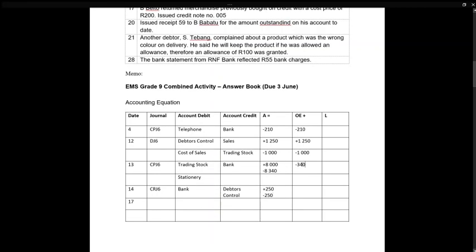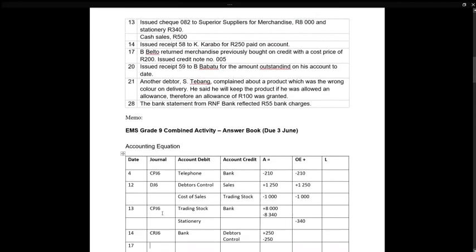Right, I just see I put that 340 Rand there. That is fine, but it might make more sense putting it here next to my stationery account. Just remember, this whole thing is one transaction, bought at one place, okay, with one check, but two different products. I bought trading stock and stationery. Okay, sorry, back to the 17th.